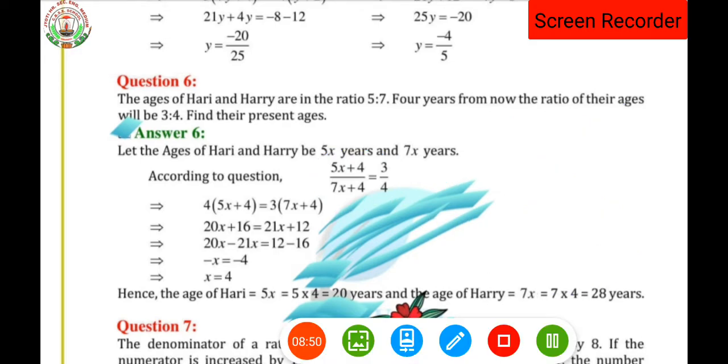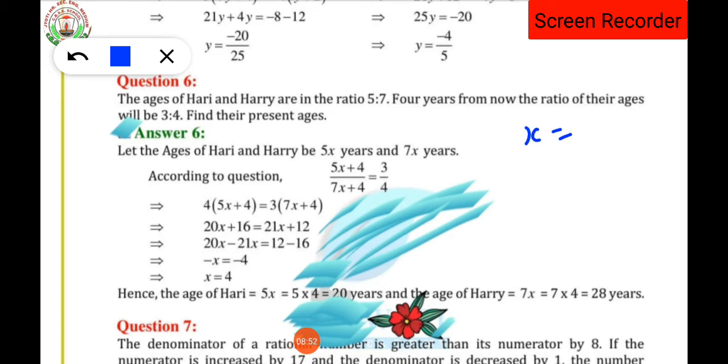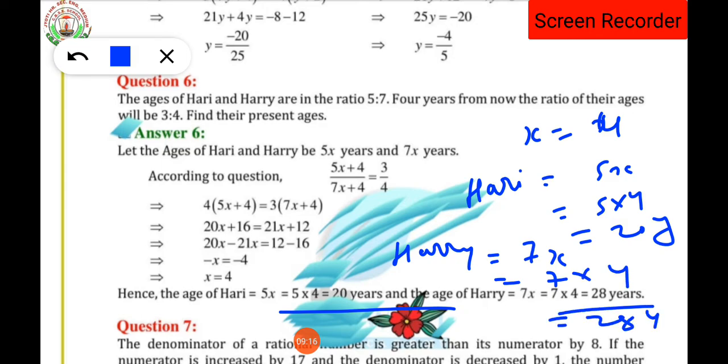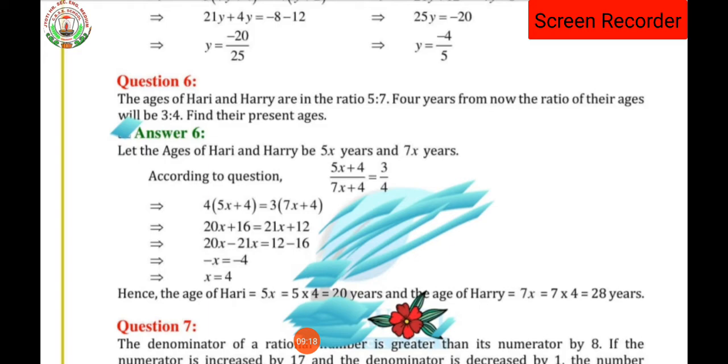So minus minus will get cancelled, so x is equal to 4. So what is the value of x we are getting? x is equal to 4. Now what is Hari's age? Hari's age is 5x. So 5 into 4 will be 20. What is the age of Hari? That is 20 years. And what is the age of Harry? Harry's age is 7x. So 7 into 4 will be 28 years. Clear everyone? So in this way Hari's present age is 20 years and Harry's age is 28 years.